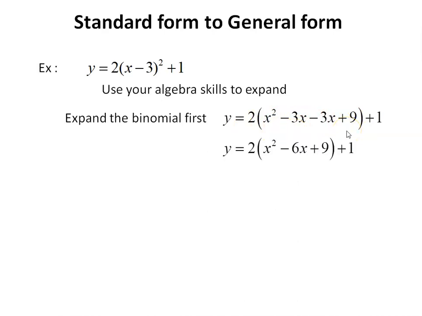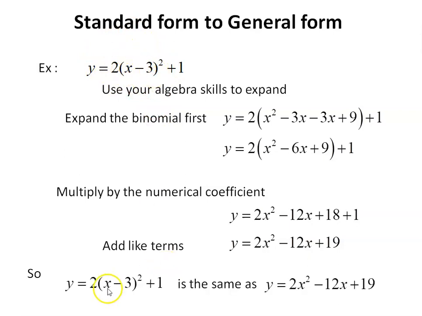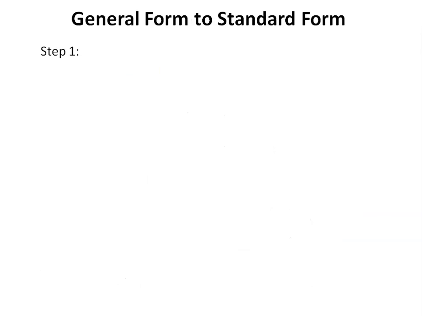Then I would multiply everything by 2. Notice that here I just grouped like terms together. I would multiply by this numerical coefficient, that 2, it's the specific a value, and then group any like terms. In this case, there are these two constants. So what that means is that this original version whose a value is 2 and whose vertex was at 3 and 1 is the same as this. Notice that the a values are the same. So that's how to convert from standard to general, just expanding and grouping like terms.